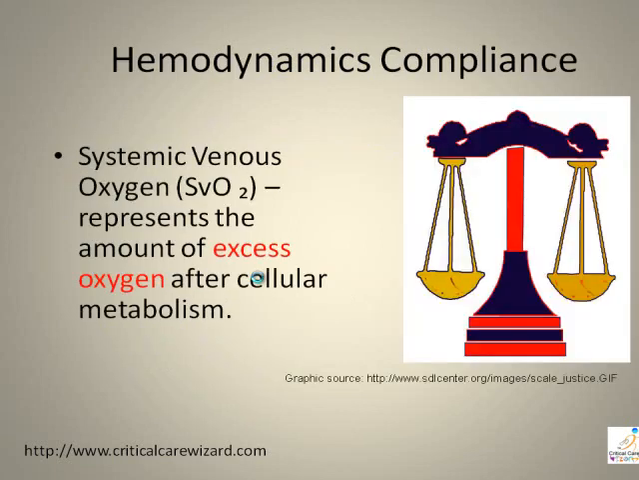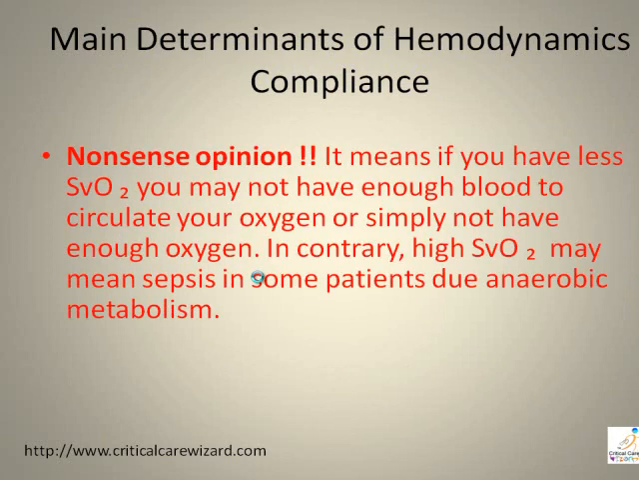The total outcome of hemodynamics causes the tissue to utilize oxygen. SVO2 refers to the amount of excess oxygen after cellular metabolism. It means if you have less SVO2, you may not have enough blood to circulate your oxygen, or simply may not have enough oxygen. In contrast, high SVO2 may mean sepsis in some patients due to anaerobic metabolism.